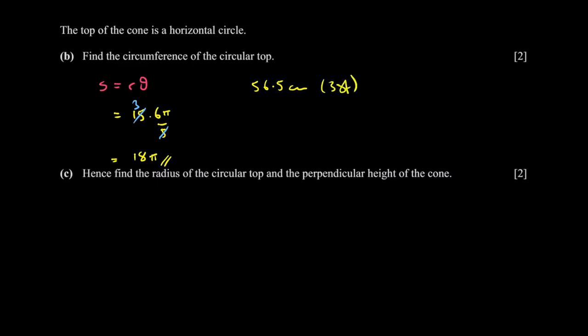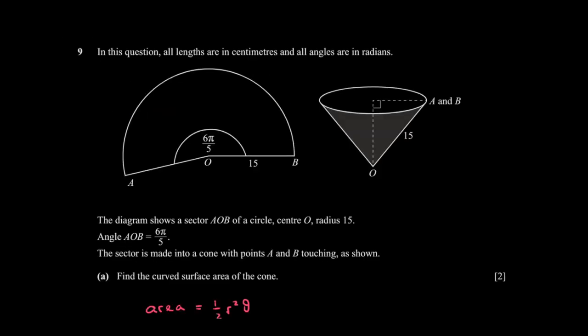Hence find the radius of the circular top and the perpendicular height of the cone. Well, we just need to think what we're being asked here. The radius of the circular top is what they mean, and the height is this thing here. So I'll call the radius capital R, and I'll call the height capital H.